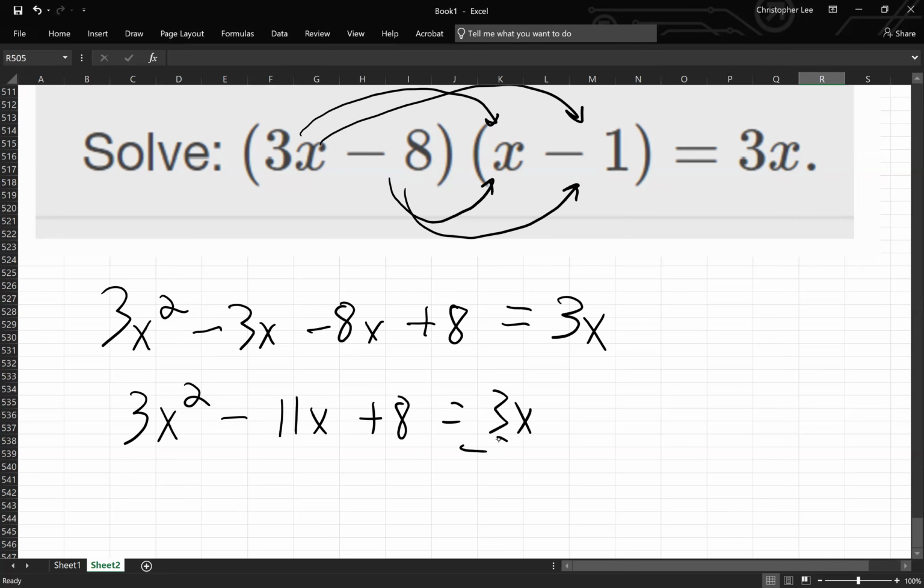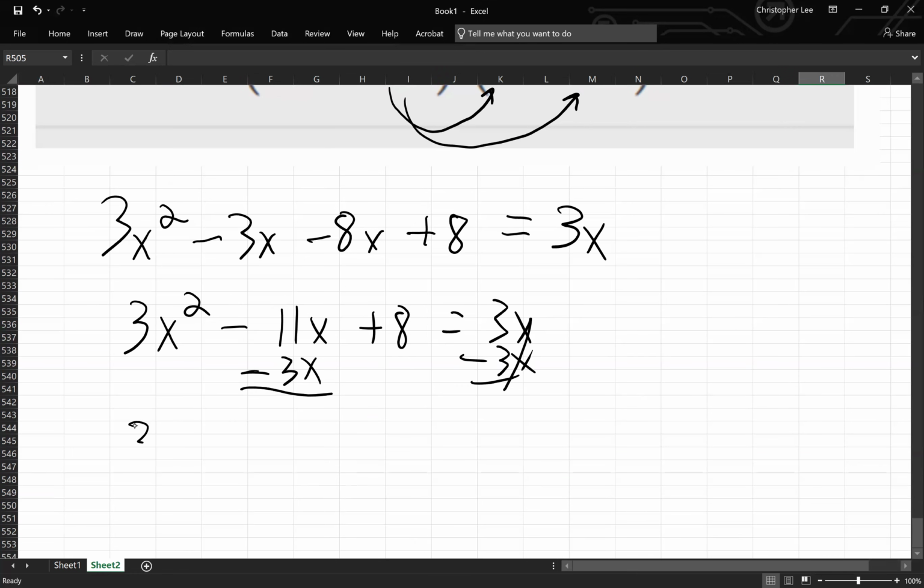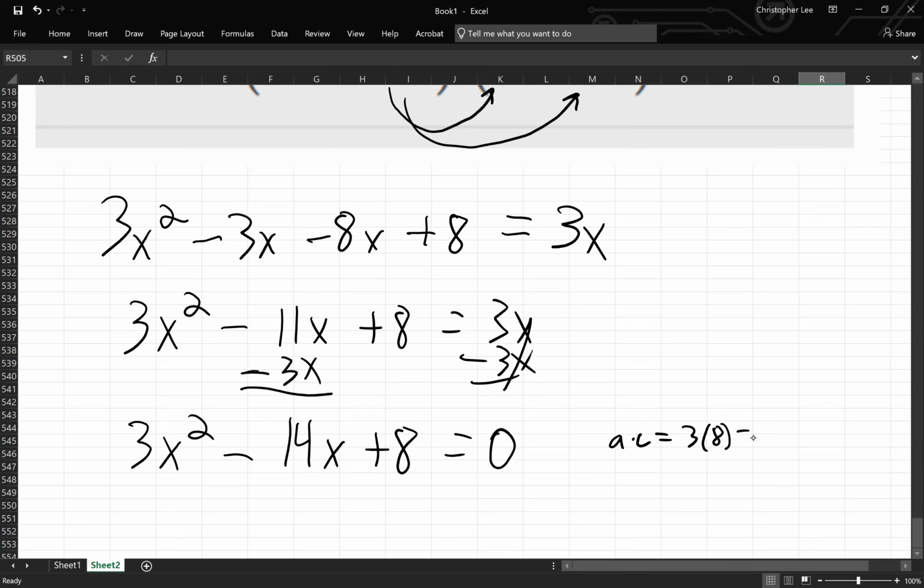After that, I'm going to subtract 3x from over here. Where I do to one side, I do to the other. So now let's look at what I have. I have 3x squared minus 14x plus 8 is equal to 0. Easy, right? Little AC method. A times C, this is going to be 3 times 8, that's 24.